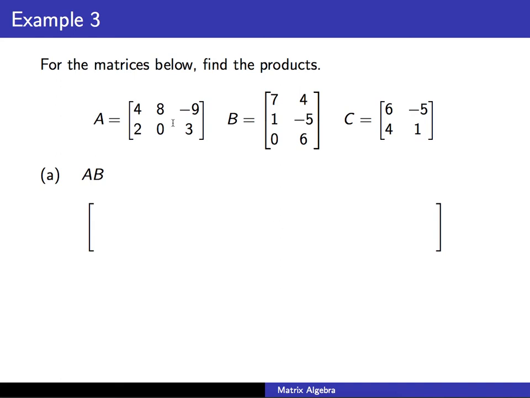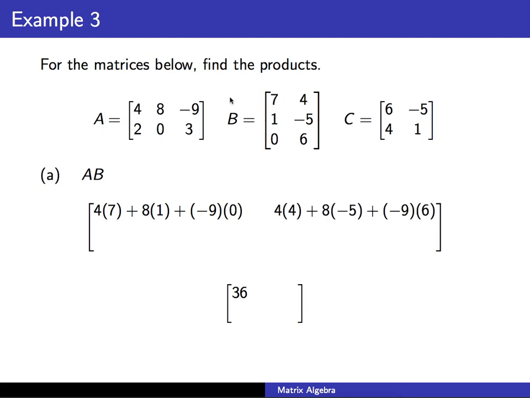So let's start with the first row of A times the first column of B. We have 4 times 7 plus 8 times 1 plus -9 times 0, and that is going to give us 36. Now the first row of A times the second column of B. We're going to have 4 times 4 plus 8 times -5 plus -9 times 6. And when we simplify that, we get -78. So our first row of our answer is 36 and -78.